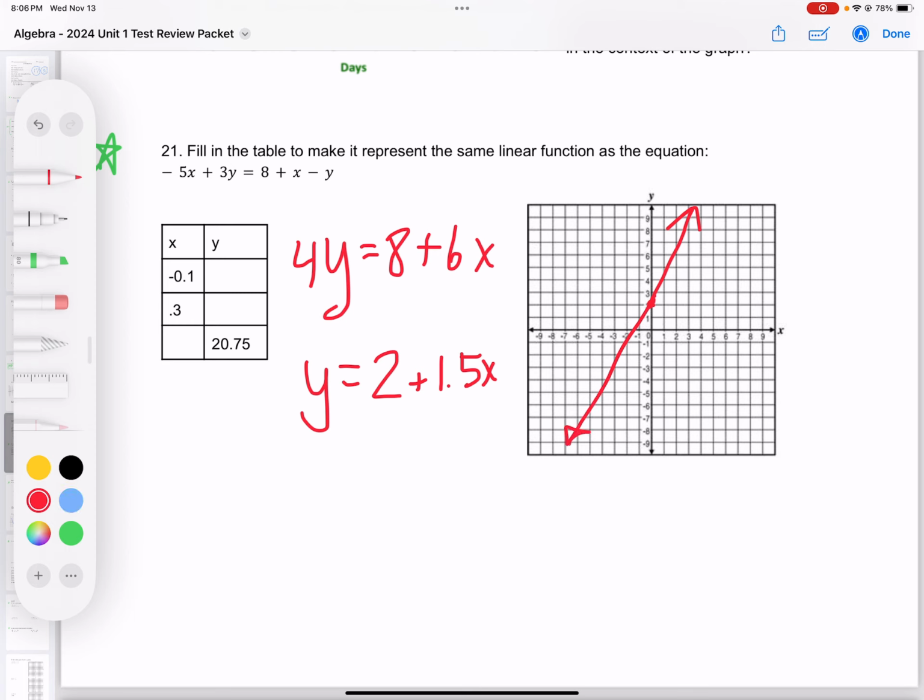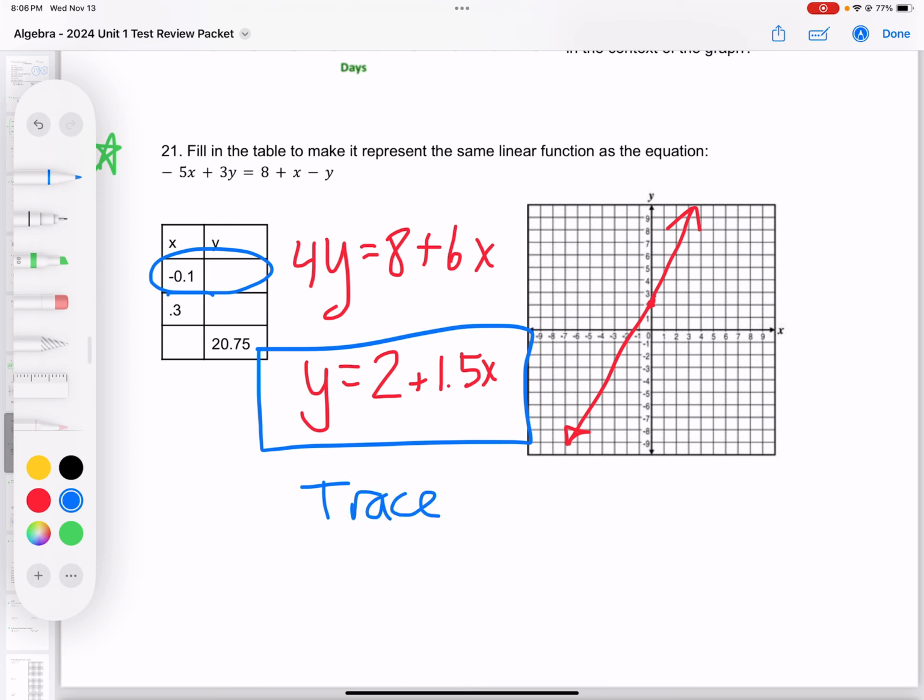And it's asking, where is the line when x is negative 0.1? So when x is negative 0.1, the line's about there. So maybe like a little bit more than 1. And there's a few ways you could get that. You could type this into your calculator and graph it, and then in trace, you can type in a desired x value, and you could type in negative 0.1. It would just give it to you.